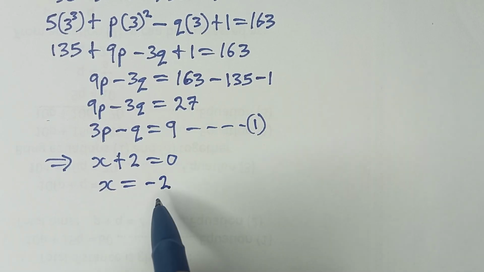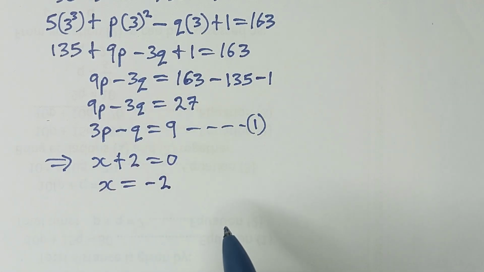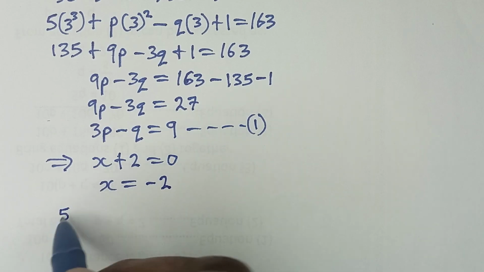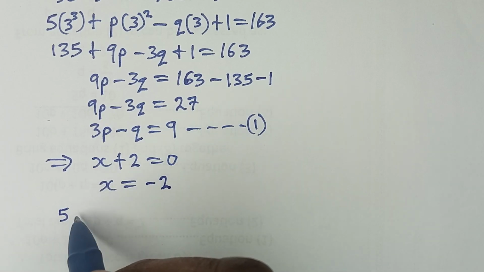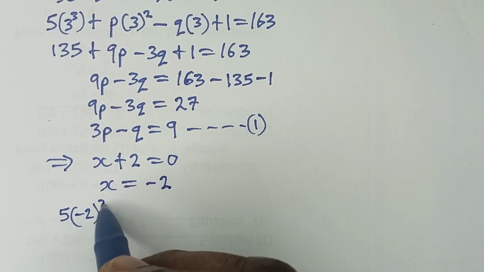So we're going to substitute the value of negative 2 for x in the original expression. Don't forget, the original expression is 5x cubed. So I'm going to say 5 times negative 2. Now in place of x, I'm going to put negative 2 cubed.